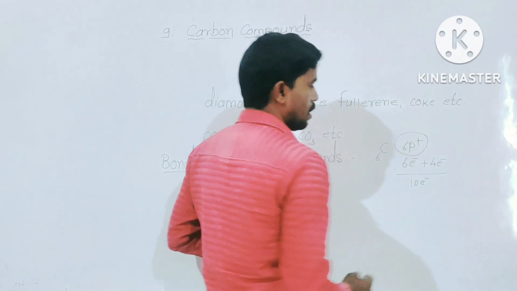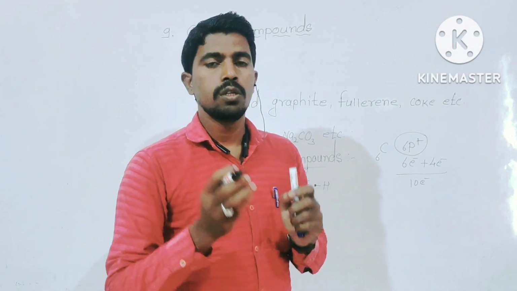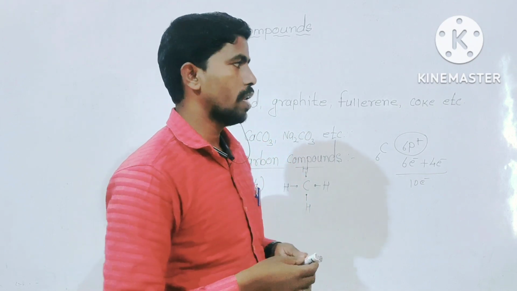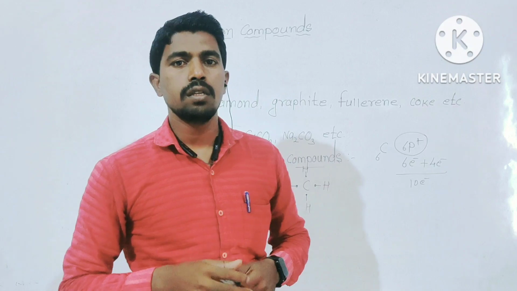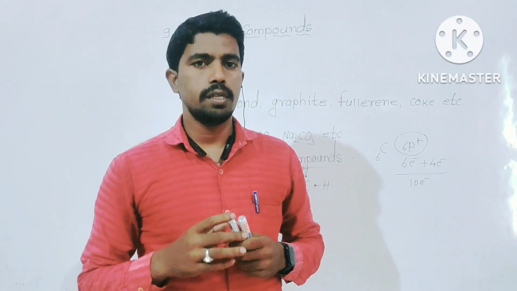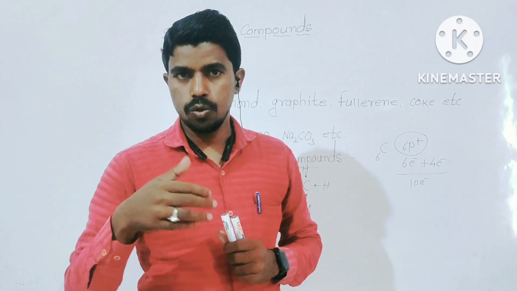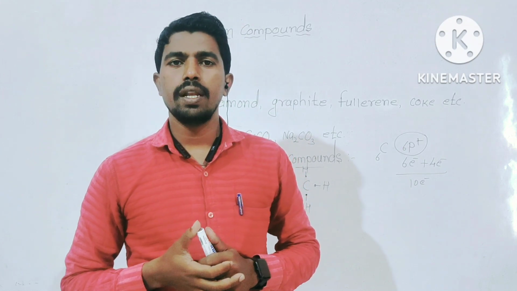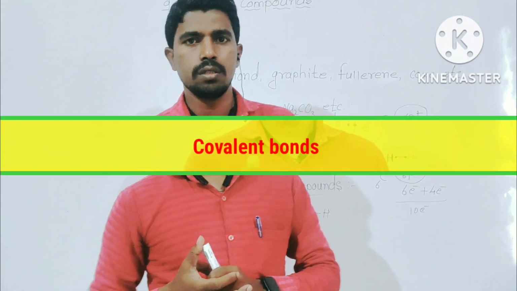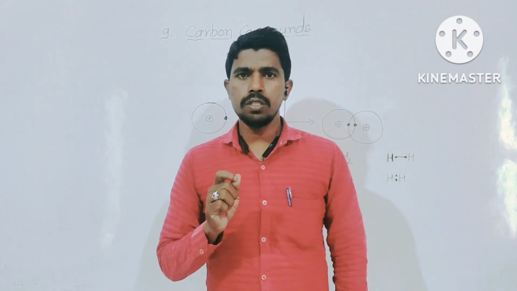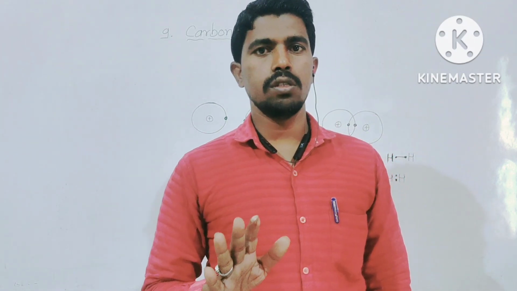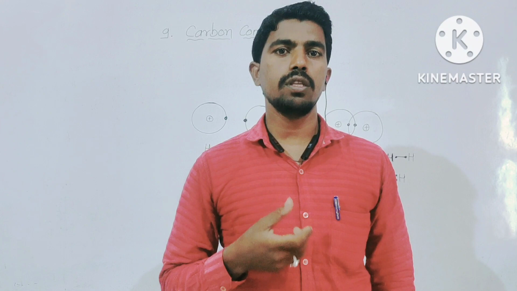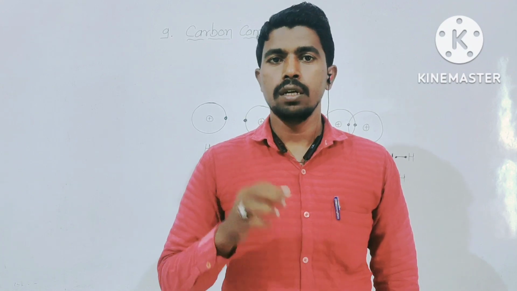Therefore, it cannot accept 4 more electrons to complete its octet, and it cannot donate 4 electrons because it requires an immense amount of energy. It only shares 4 electrons to form covalent bonds. Did you get it or not? Say covalent bond. The bond which is formed by sharing of electrons is called a covalent bond, and the compounds which are formed with covalent bonds are called covalent compounds.